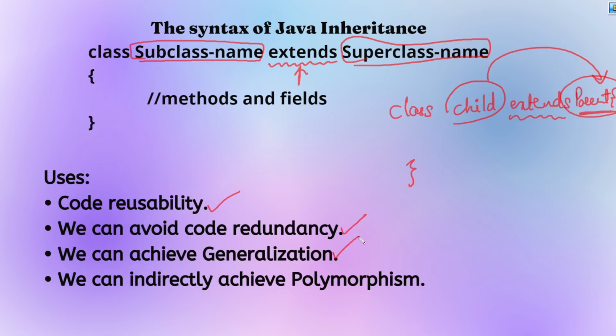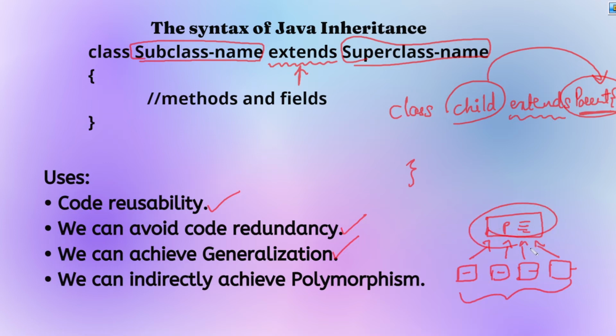We can achieve generalization. What do we mean by generalization? If this is the parent and it has multiple children, and the code is written here, there is no need to write the same code again 4 times. You can just tell it is extended from this. So this is called generalization. We are generalizing these 4 kids as one parent. We are not telling that this person is the child of this parent, we are just generalizing that all these 4 belong to this one. If you go upwards, it is called generalization.